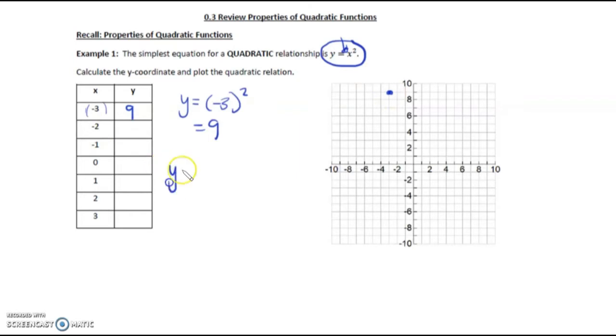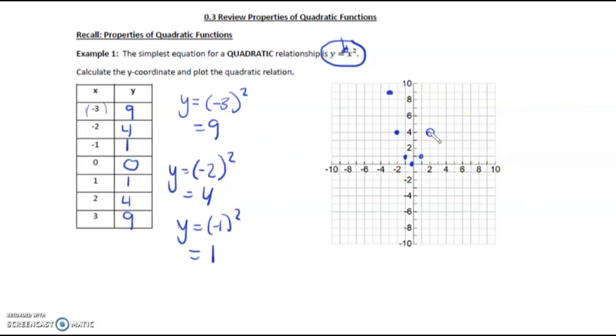Okay, x equals -2. Let's go ahead and sub in the -2. So -2 squared, we get 4. So (-2, 4). Let's sub in the -1 and we get 1. And we go all the way down this chart: 0 squared, 1 squared, 2 squared, and then 3 squared again. When we graph these, our quadratic relation is going to look like this.